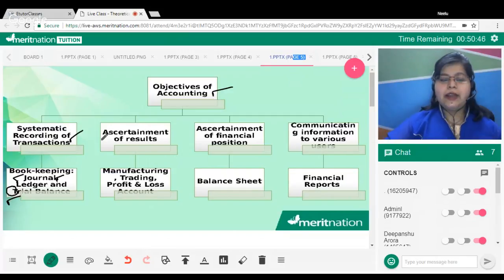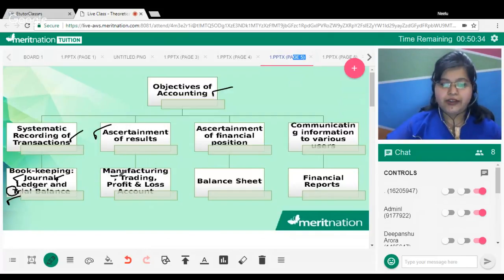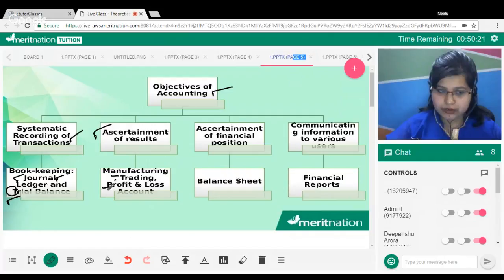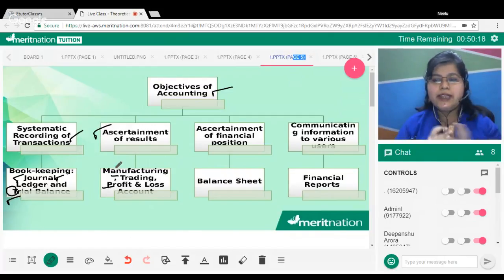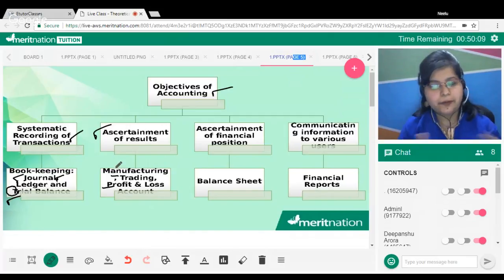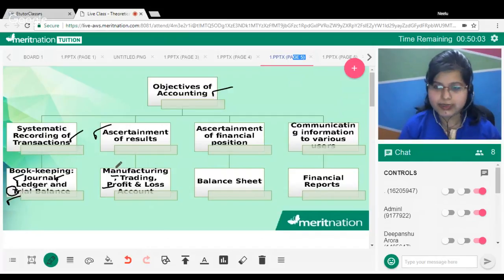trial balance. Now, the second objective is ascertainment of results. Ascertainment of results means finding out what the result of your operations is. For this, we make the manufacturing, trading, and profit and loss account. Now, the profit and loss account basically tells you what your expenses are, what your incomes are, and then finds out the difference between them. If we have more incomes and less expenses, we have a profit. And if we have less incomes and more expenses, we have a loss.